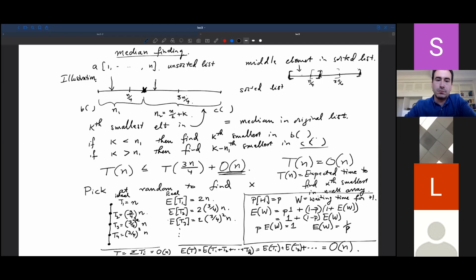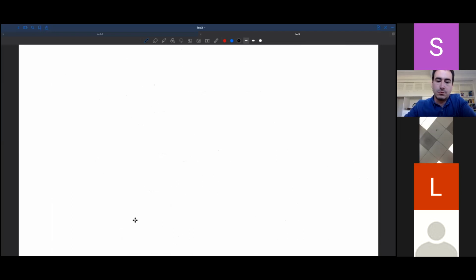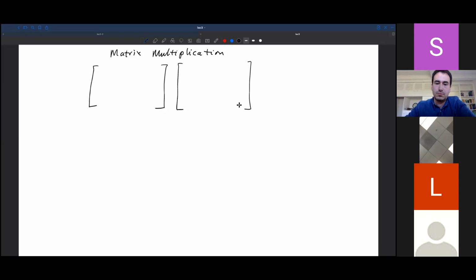Okay, so let's go ahead and do the last topic, which is matrix multiplication. We want to multiply two n by n matrices. So we are given two n by n matrices, x and y.